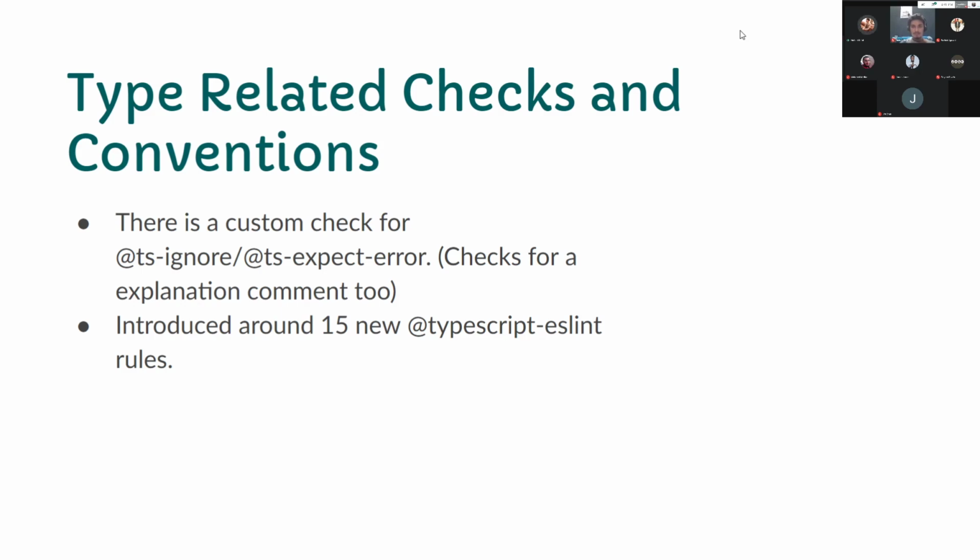We have also introduced a custom check for ts-ignore, which checks that whenever ts-ignore or ts-expect-error is used, there is a comment above it that explains what the error was and why it is being suppressed, which helps in maintaining the validity of the TypeScript. There are now around 15 new TypeScript ESLint rules that help in producing better code, and yeah.